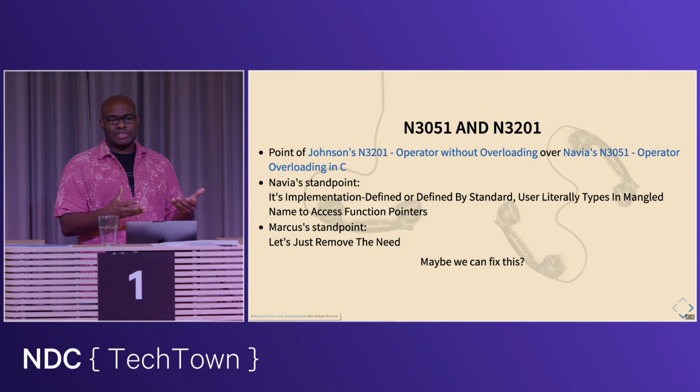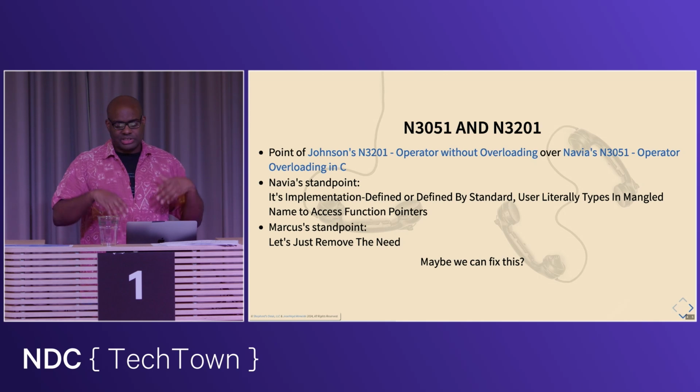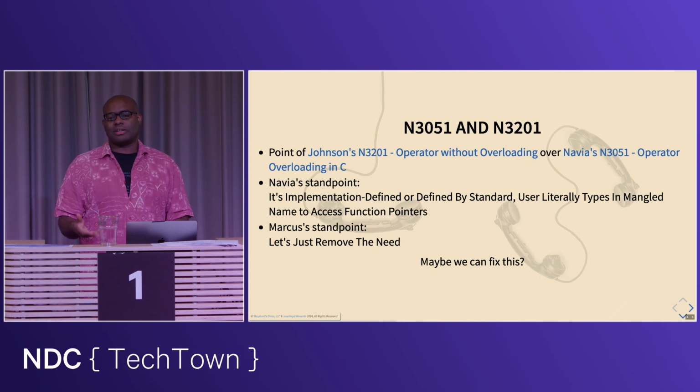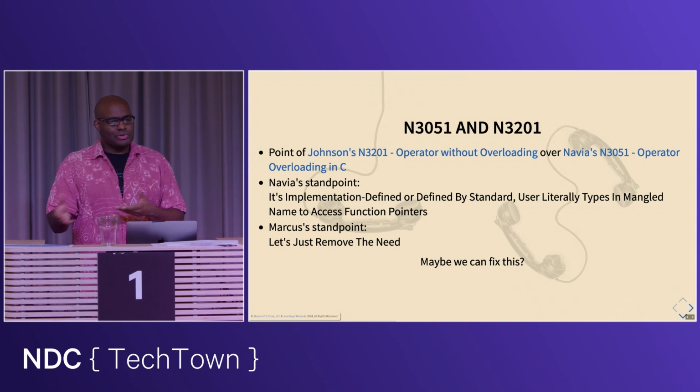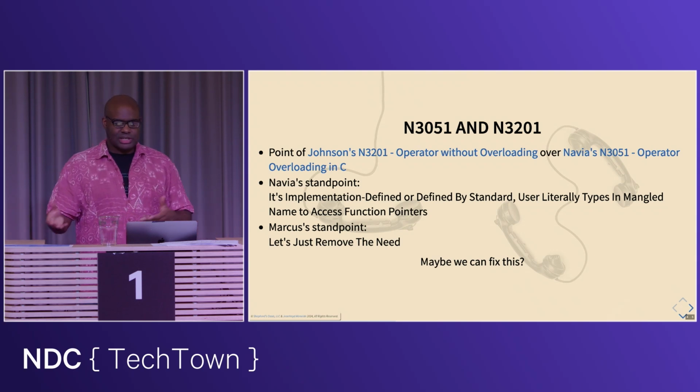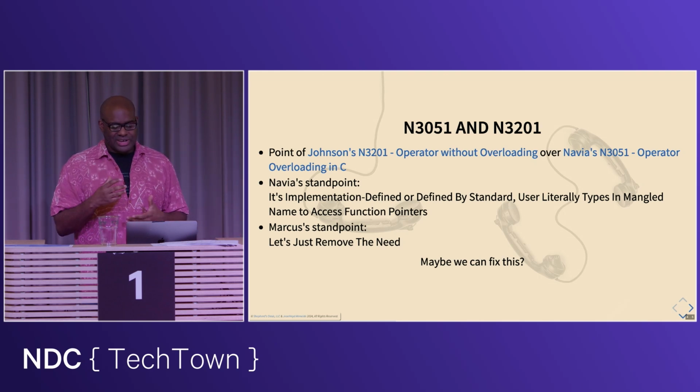Now, from Jacob Navia's standpoint with his paper, with just using the operator keyword and the plus, he said it's just implementation defined, or we'll define a mangling in the standard. But that's kind of in contention with C++. If you define a mangling by the C standard, whose implementation wins? Is it MSVC's? Is it Clang's? Is it GCC's? Who gets to define what the mangling ends up being? And so it became difficult.